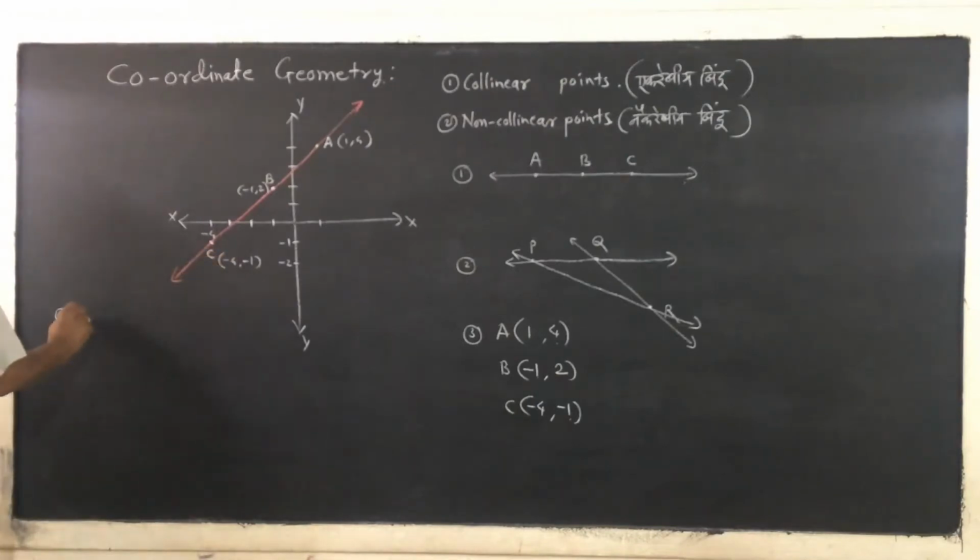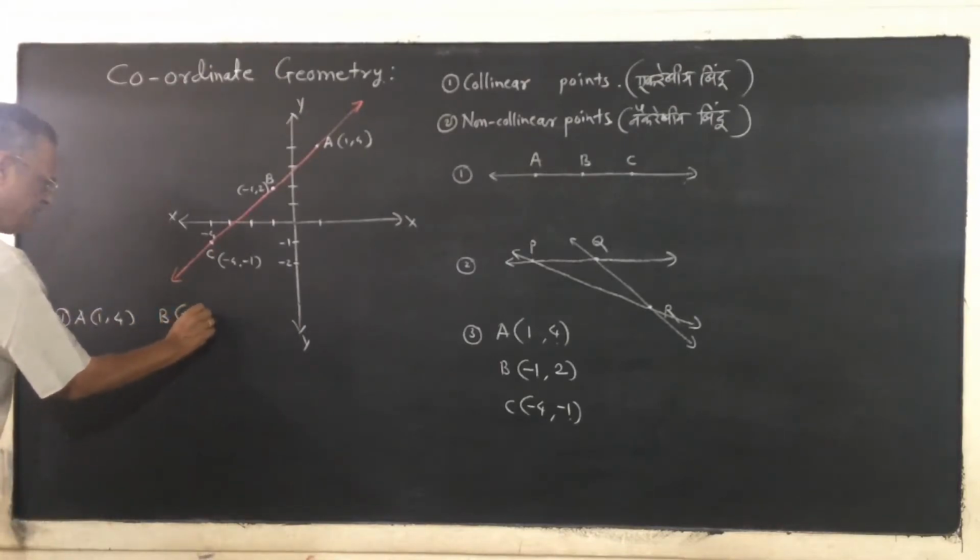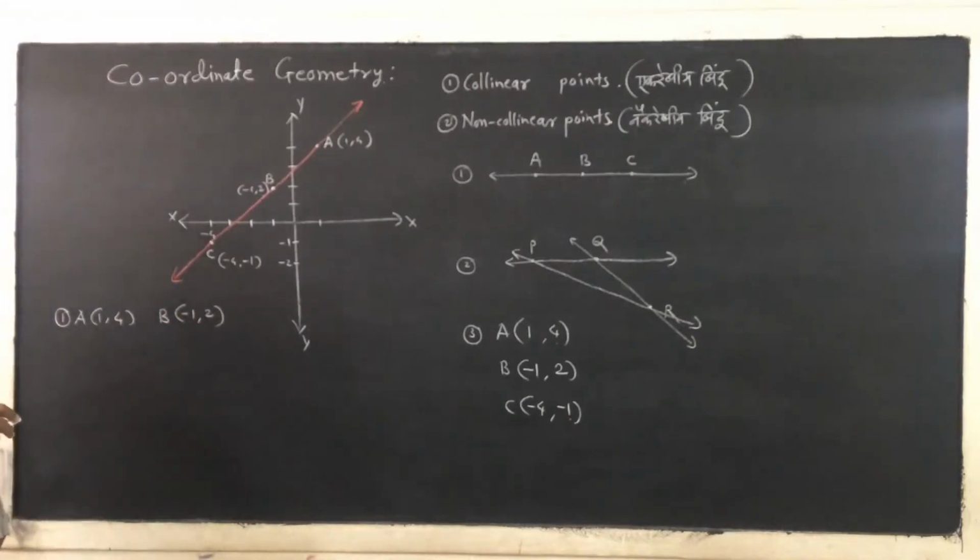So, what is the first point there? A point is there. Coordinates are 1, 4. B point, coordinates are -1, 2. Try to find out the distance between A and B by using the distance formula.